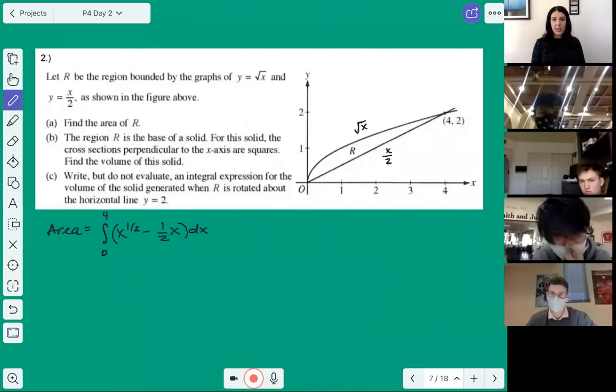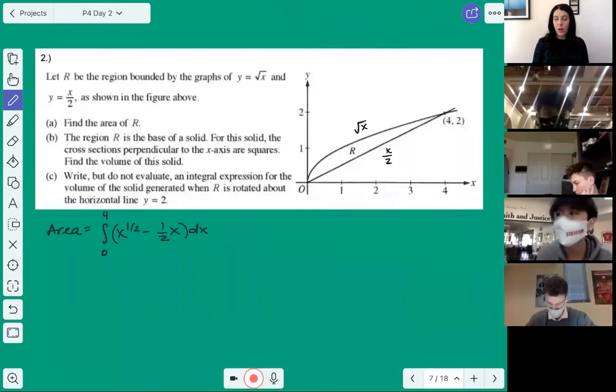I like to write it this way because I think it makes the integrals easier. You can write it however you want. If you want to call it square root of x, if you want to call it x over 2, I just think it's a little easier to do this.